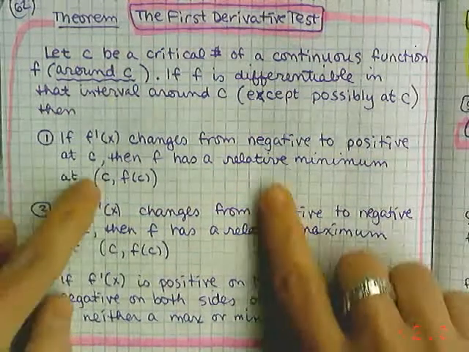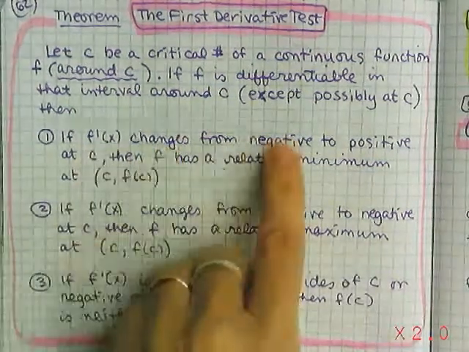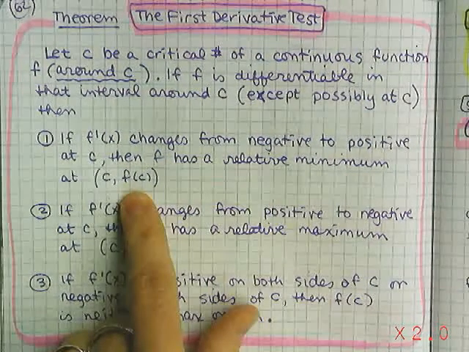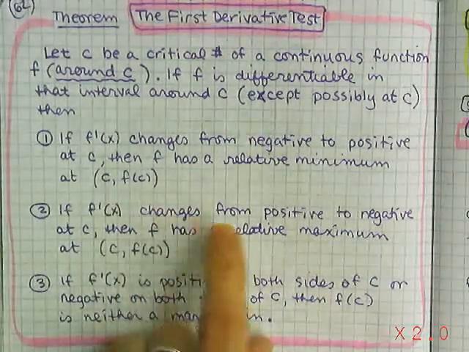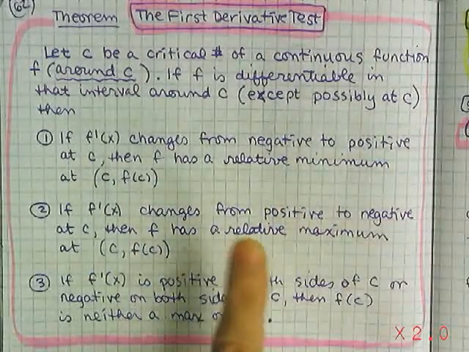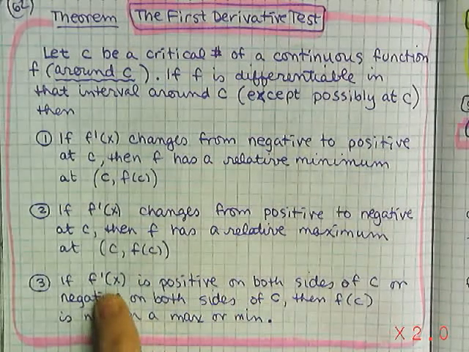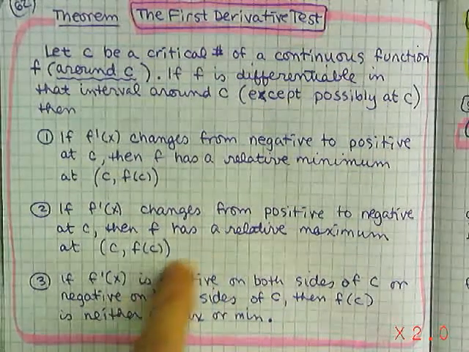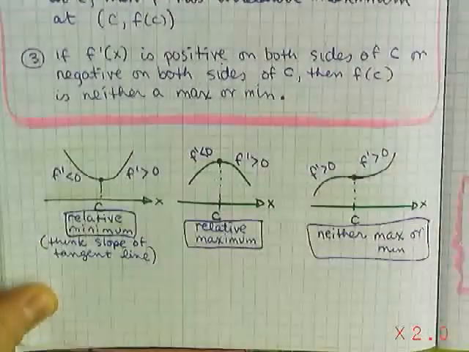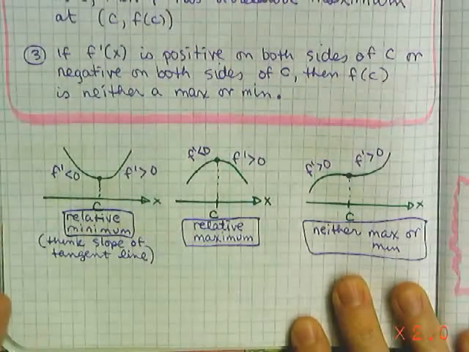So this is cool. If the derivative changes from negative to positive at that value, then f has a relative minimum there. If the derivative changes from positive to negative, notice the difference, very important, then there's a relative maximum there. And if it doesn't change at all, so it's positive on both sides or negative on both sides, then it's neither a max nor a min. How cool is that? Here are pictures that show what that is.